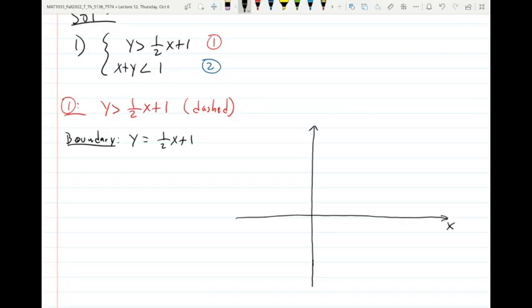Okay, so x and y. Let's see, the y-intercept. Remember, to draw this line, we need 2 points. So the y-intercept is 1, so we have it right here. Here we have 1 point. That's good.